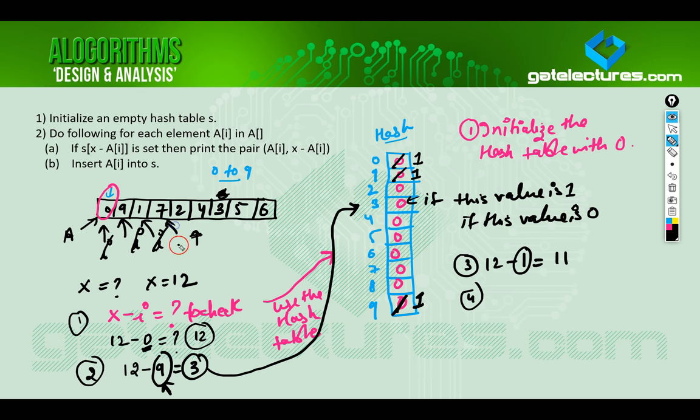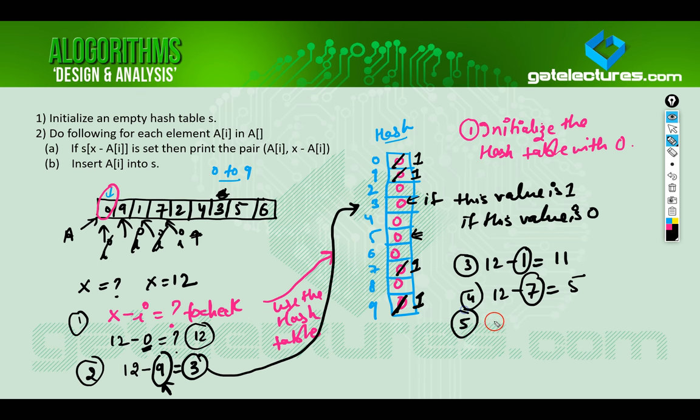Again, we have 7. So we are going to do 12 minus 7, which is equal to 5. Now go to the index location 5. Now you can see this value is 0. Right, so till now we know that 5 does not exist. So I'm going to go to the next location 7 and we are going to make it as 1.